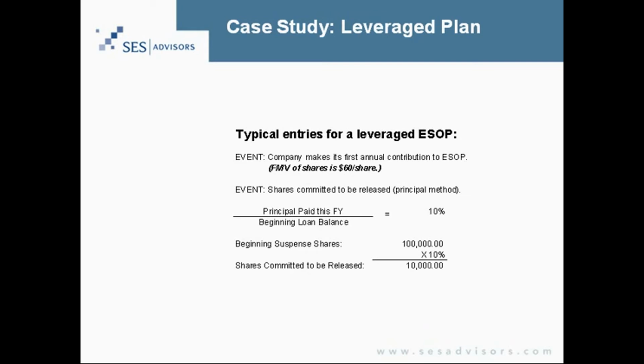So, talking about a couple concepts here. First of all, the difference between the principal method and the principal and interest method. The principal method is the simplest, of course. We're simply using the fraction where the numerator is the principal paid and the denominator is the loan balance at the beginning of the fiscal year.